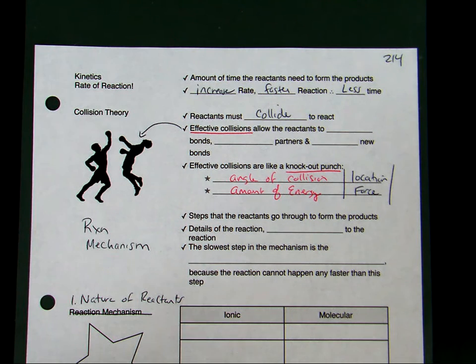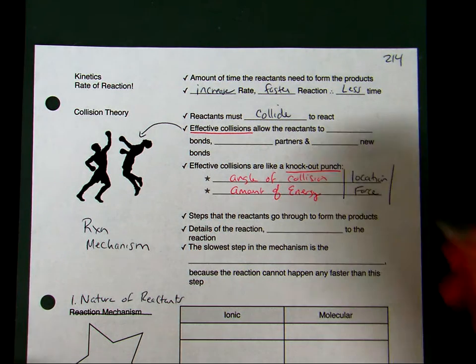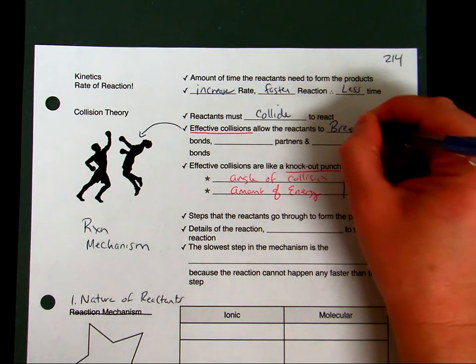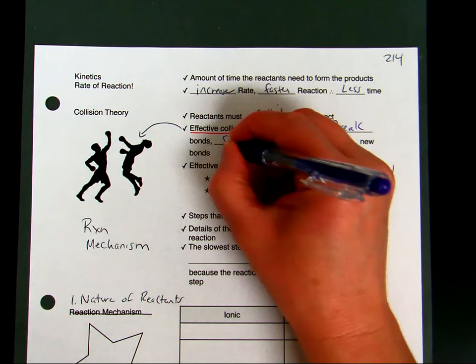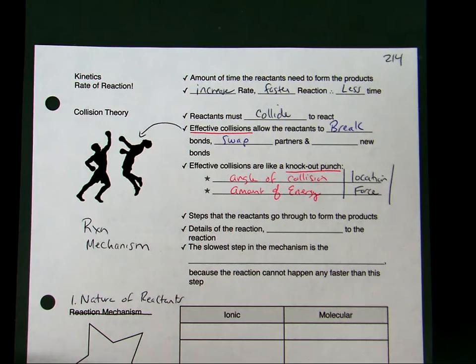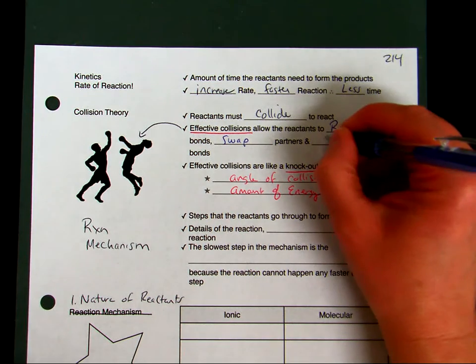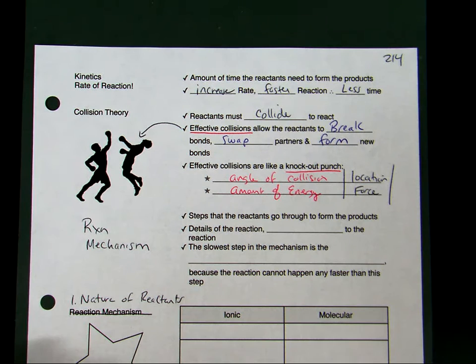And if it's an effective collision, this is what is allowed to happen to the reactants. The reactants are able to break some or all bonds. Now they are free, so now they're able to swap partners, find a new partner, and when they find a partner they like better, then they're able to form new bonds. And we've covered that idea before.